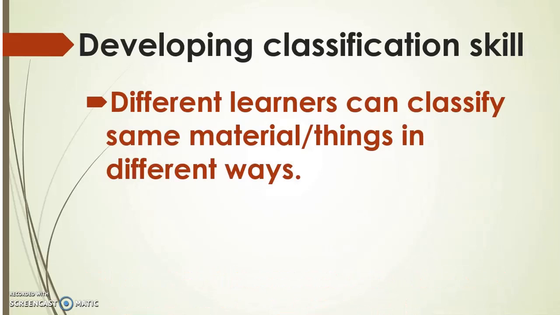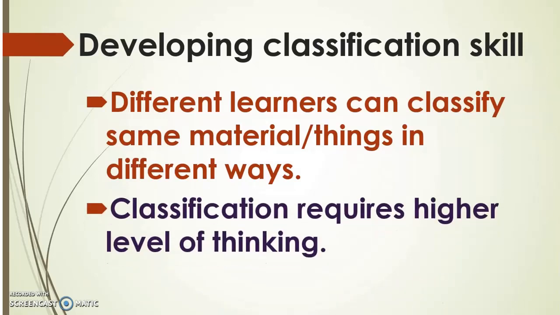Different learners can classify the same material or things in different way. Yes, it is possible in your class. If you provide them a variety of material, some may classify on the basis of color, some may classify it on the basis of shape, some may classify it on the basis of texture, some may classify it on the basis of their origin, some may classify it on the basis of the angles they have. So variety of classifications are possible for the same types of material, and no classification is wrong. You should encourage your learners to classify the material in different ways.